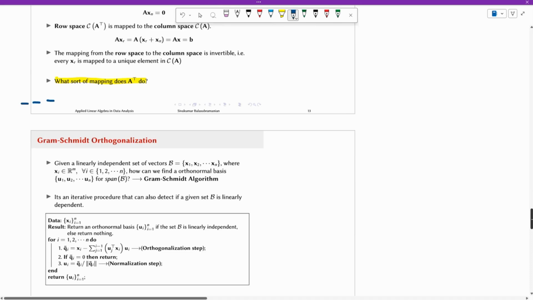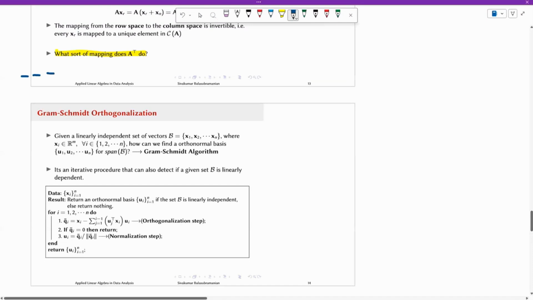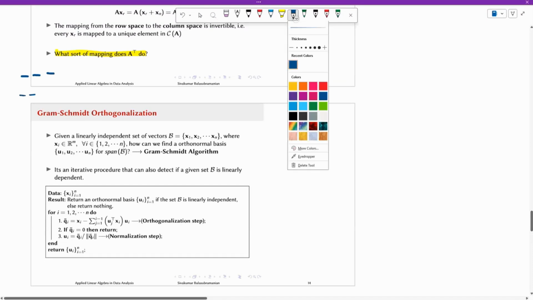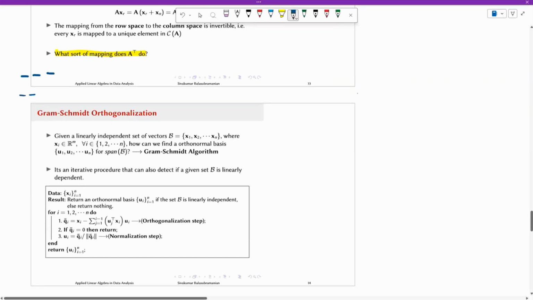Now we'll move on to another important topic, which will lead us to our next matrix decomposition method. The first one we saw was LU. When does this factorization exist? Any matrix?